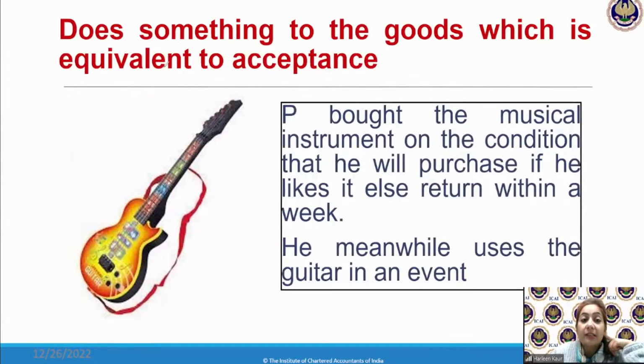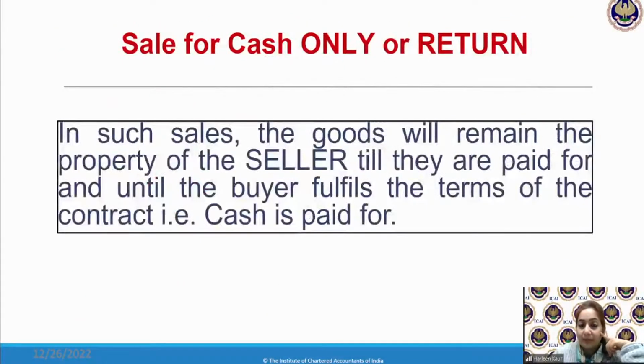उसमें कहा गया था थर्ड कैटेगरी में, that if you do something which is equal to acceptance of goods, now you have done that something, therefore you are said to be the owner of the goods. If anything happens to this guitar, now you are the owner, you have to pay for it.